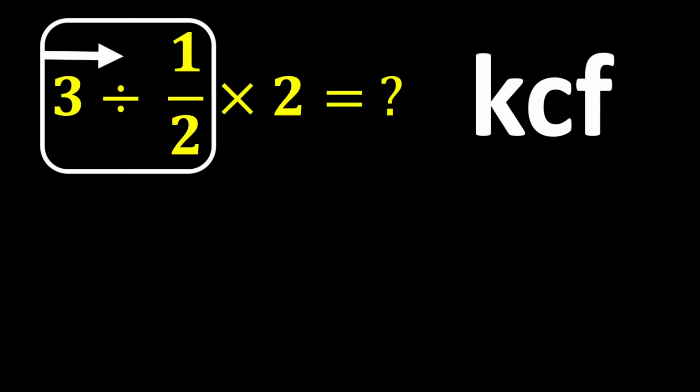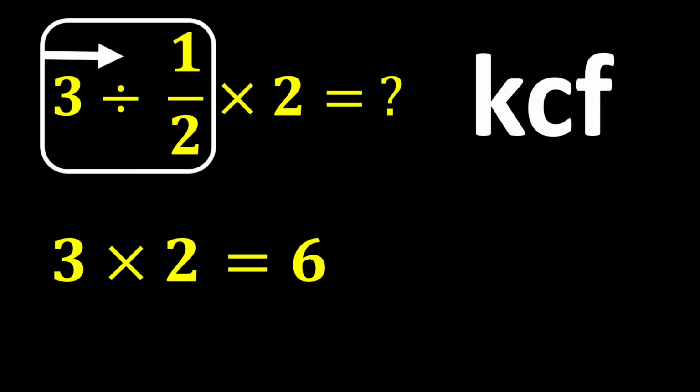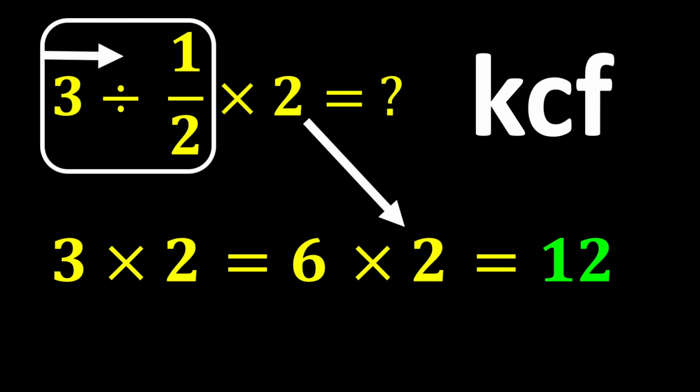According to this rule, we keep the first fraction as it is, change division to multiplication, and flip the second fraction. Now, according to this rule, we keep 3 as it is, change division to multiplication, and flip 1 over 2, which becomes 2. 3 multiplied by 2 gives us 6. In the end, 6 multiplied by 2 gives us 12, which is our correct final answer.